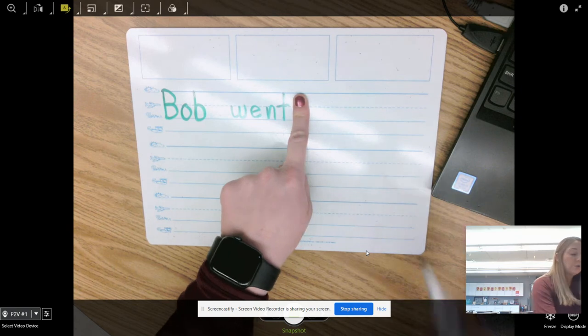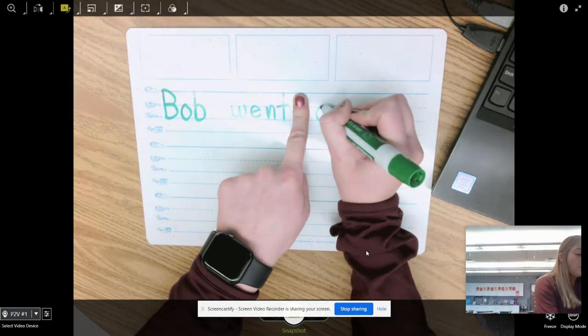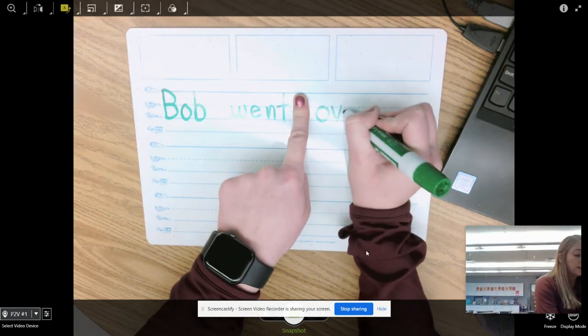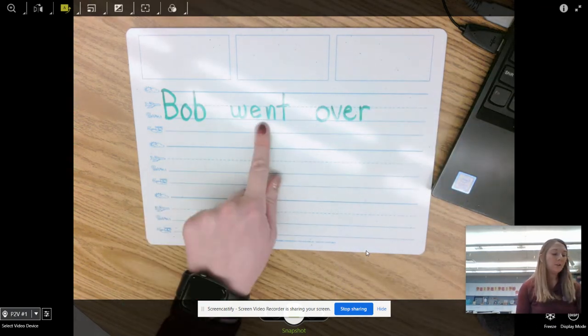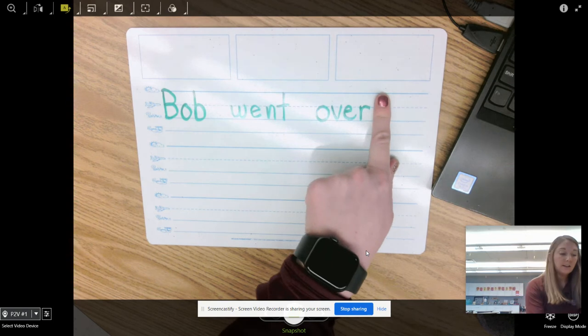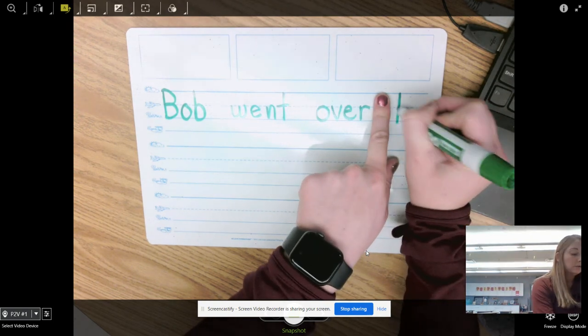This is one of our new trick words that we practiced today. Over. So this is one we just have to remember. Over. Bob went over, finger space, to.